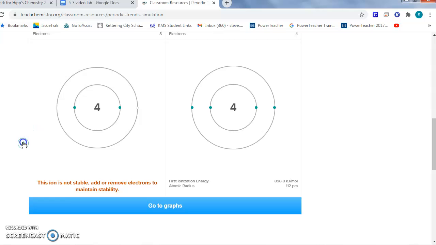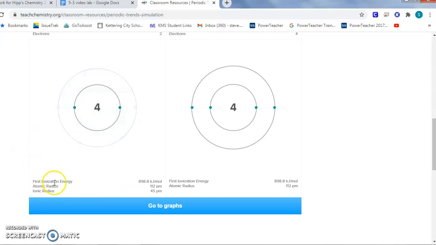So there's the second electron. I'm pulling it off. Well, it looks like we wanted to make it 2 plus because now it is stable, and they gave us the radius of the ion right down here. The radius of the ion is 45. So it started at 112 and now it is 45. And when we removed the 2 electrons, it left the inner level full. That inner level only holds 2. The first level only holds 2, so it satisfied the duet rule by removing those 2.